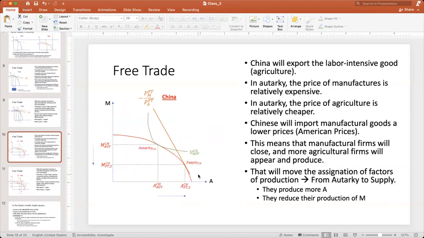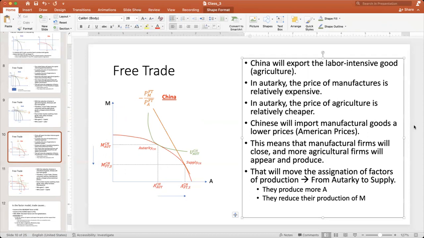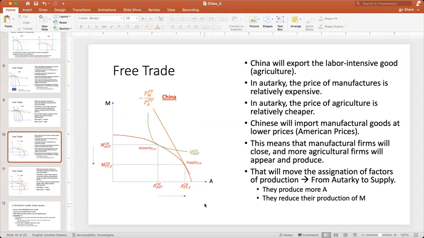What happens in China? Well, this is the autarky scenario and the supply movement after the free trade. China will export the labor-intensive good, which is agriculture. In autarky, the price of manufactures is relatively expensive, and the price of agriculture is relatively cheaper in comparison to America. Chinese, of course, will import manufactured goods at lower prices. Why at lower prices? Well, because they are going to take advantage of the lower cost of production of manufactures in America. So they will get manufactured goods at American prices, and American prices are lower than Chinese prices in this example.